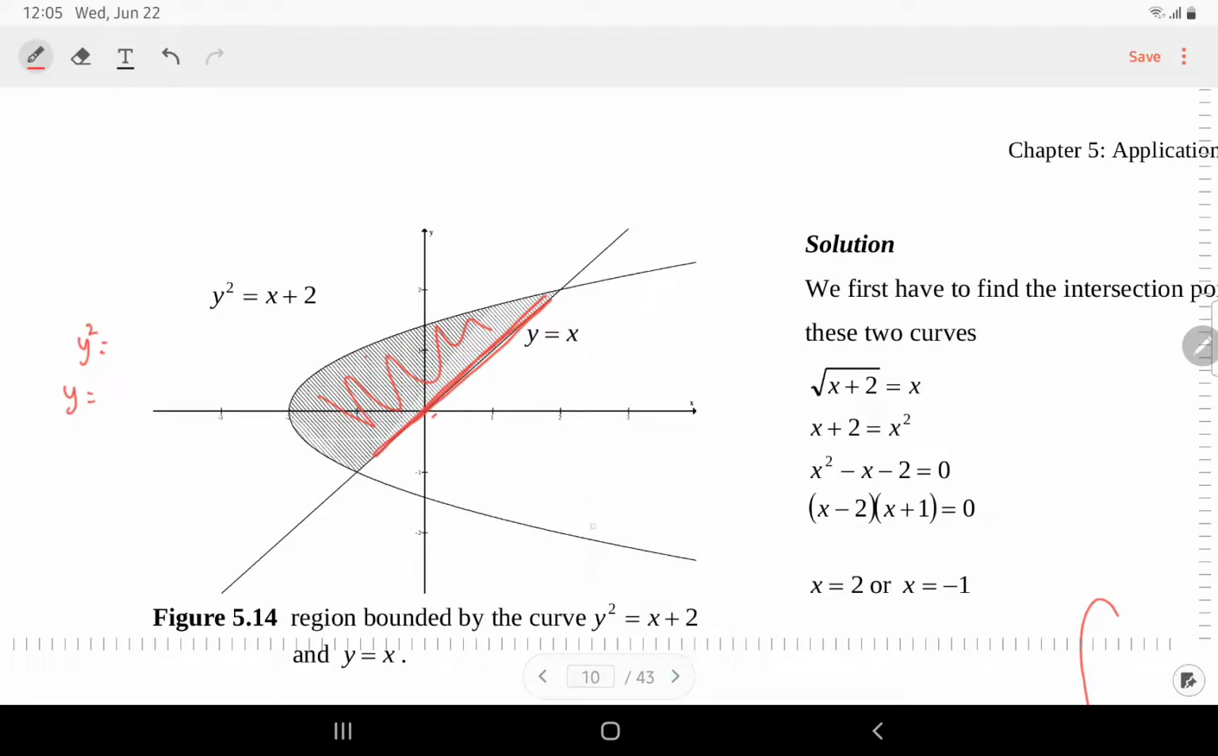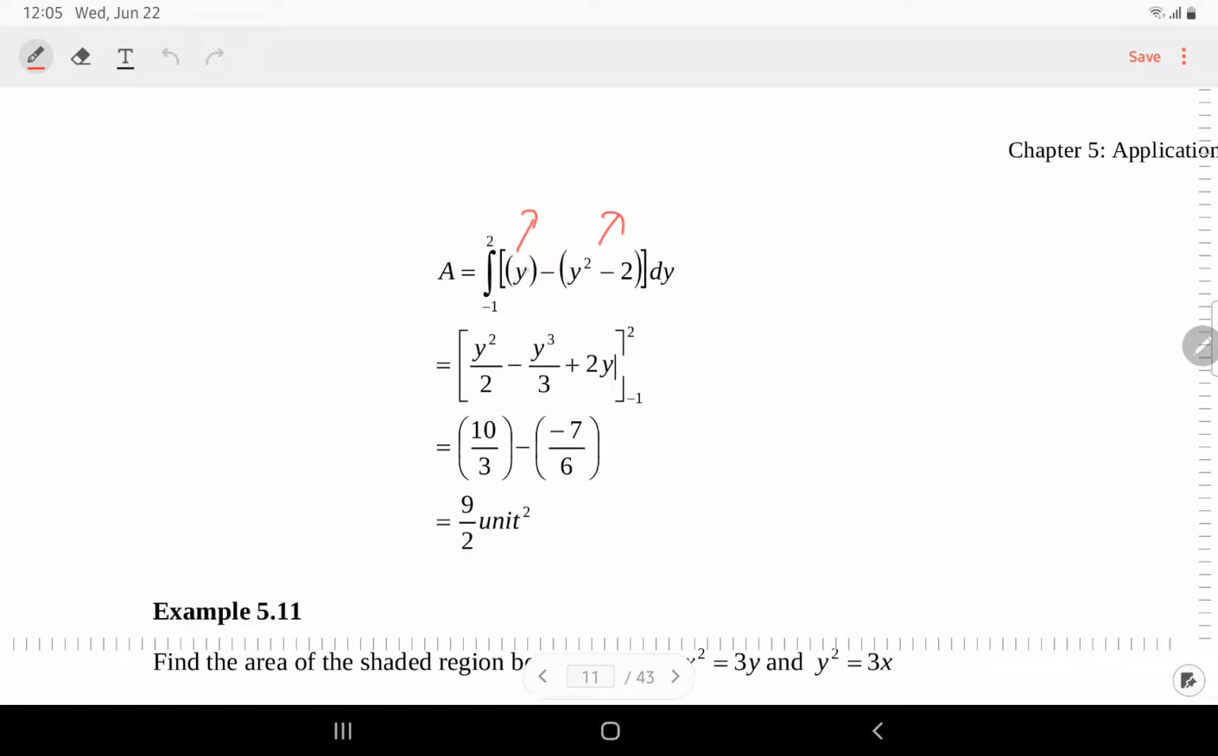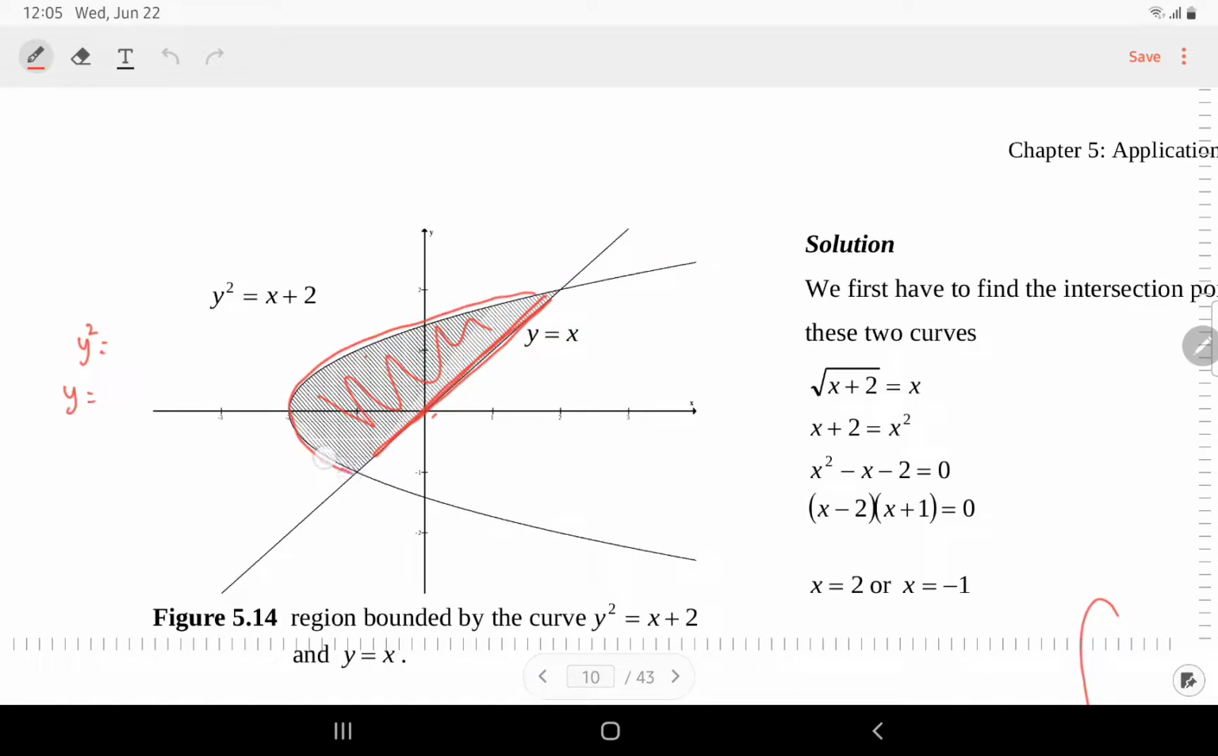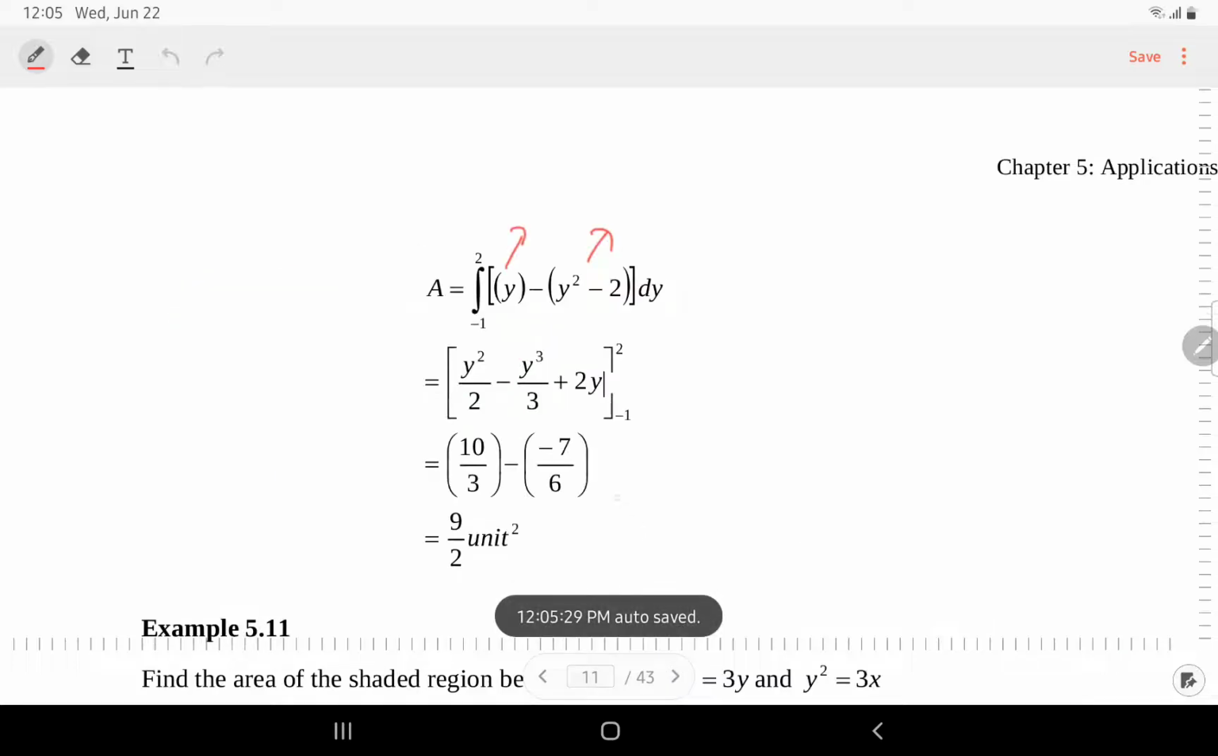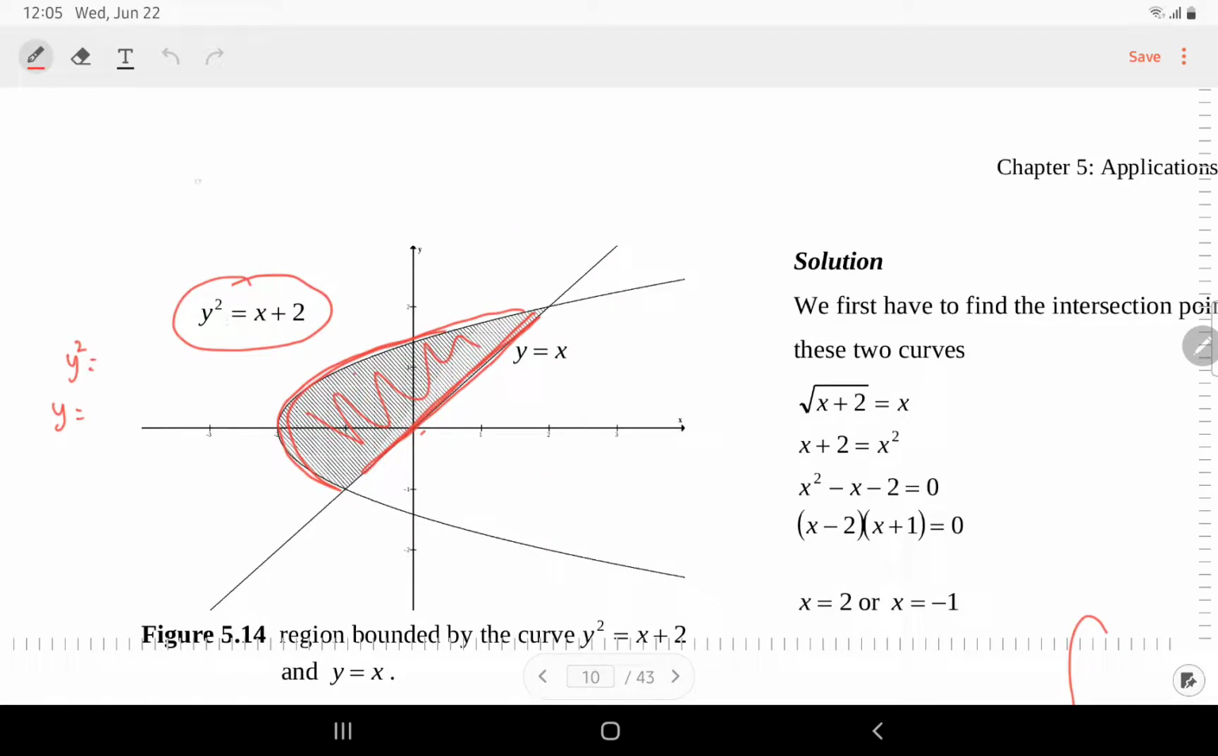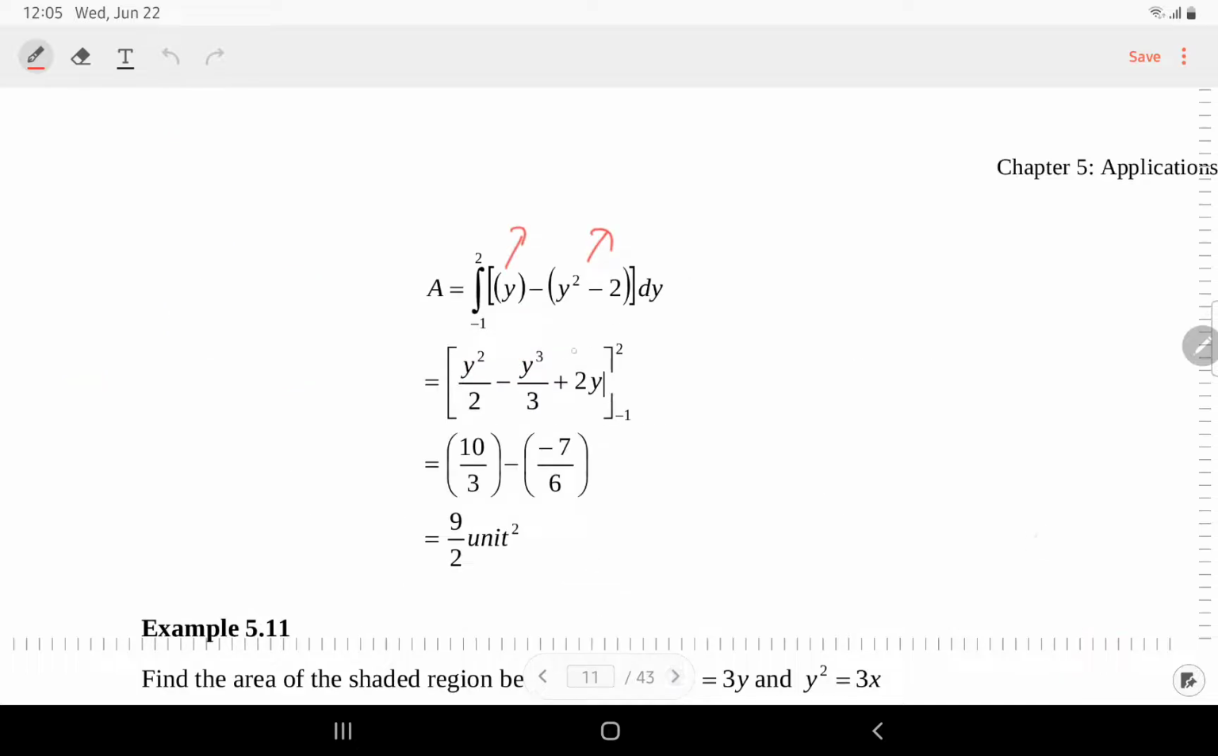Tapi kita tak ambil x, kita ambil y. Sebab kita nak integrate dy. So kita letak y saja. Dan function belah kiri yang ni, y square equal x plus 2. Tapi kita tak letak x plus 2. Sebab kita nak in term of y. Sebab kita nak integrate dy. So daripada sini, okay, y square minus 2 equal to x. Daripada sini kita modify. 2 bawa ke kiri.